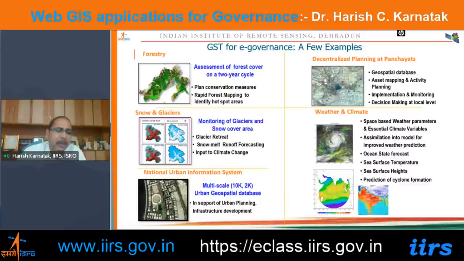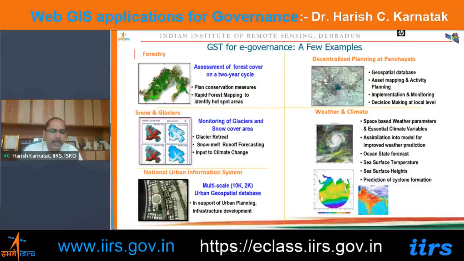Another thing is with respect to disaster monitoring. It is very important to monitor the glacial lakes and different types of disasters, and snowmelt runoff forecasting, and input to climate change studies. Here, all these data sets are available under different R&D projects, and they are also being shared through the geoportal applications. This is very important, especially for researchers or scientists involved in this kind of R&D activities.